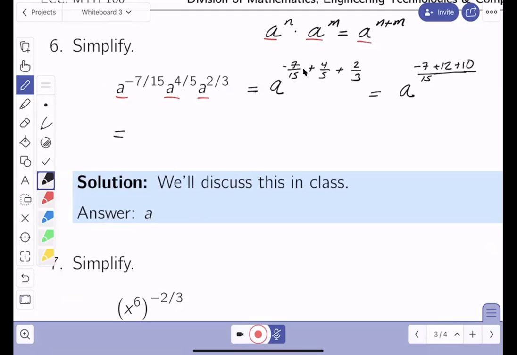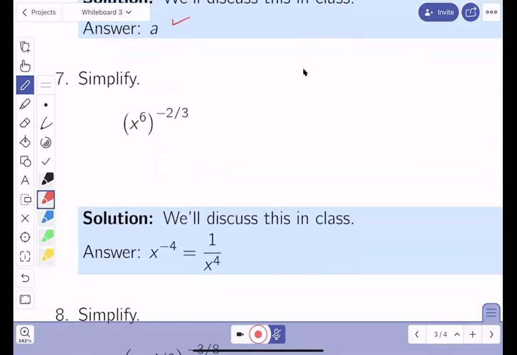Let's keep going. I get 15 as the denominator. Let's see, minus 7 plus 12 is 5, and 5 plus 10 is 15. And what do you get? Well, 15 over 15 is 1, which means there's only one factor of a. Look at the key, and make sure you can agree with it.